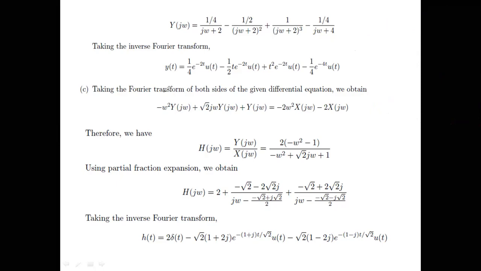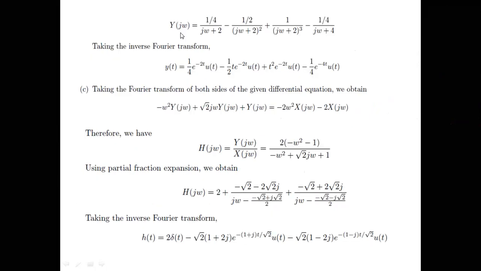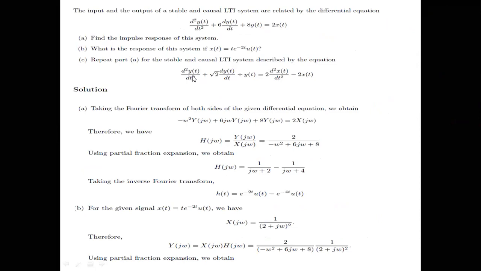So see the whole cube, it becomes t square e power minus at. Following, my dear students. And the third one is the y of t. They are asking, what is the response of this system if x of t changes? Okay, and the third one, given the differential equation for this one: second derivative minus omega square y of omega, under root of j omega y of omega, is equal to 2 minus 2 omega square x of omega minus 2 into x of omega.